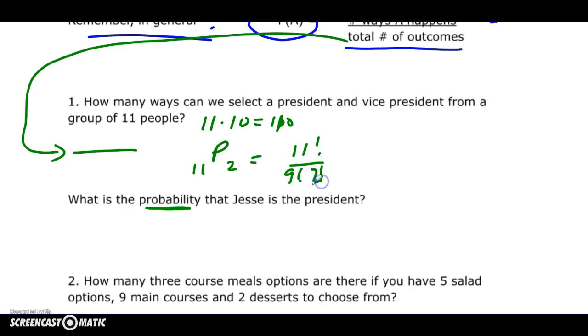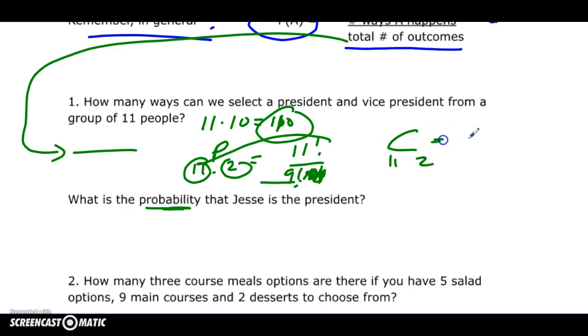No matter how you do it, you get 110. Sorry, I messed it up. It's a P question, so it's this number and then you subtract that. You do not add this on the bottom. So that was a C question. If it was C 11-2, where order doesn't matter, you need to get rid of the ordering and you divide by the 2 also, but because it's a P question, you don't. So the answer is 110.